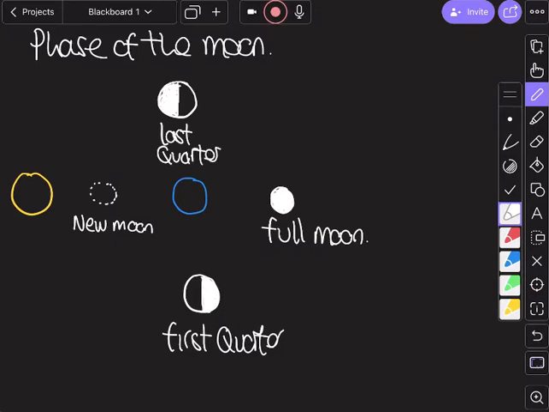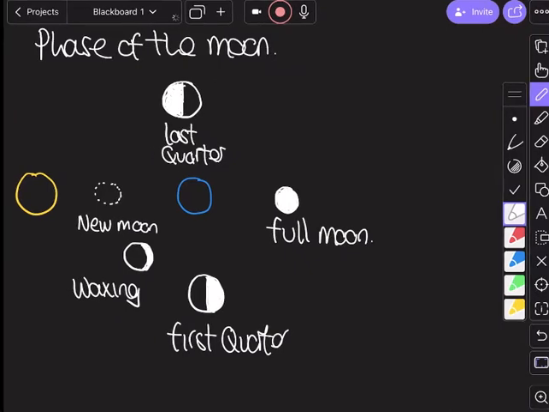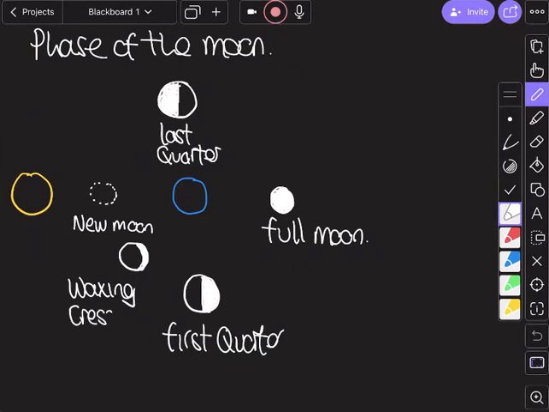So we have 4 more phases that we have to put in. So we are going to put a phase in here. So while the outline is white, technically it should be black, but I don't have black for this. So at this little section, we now have just a sliver of moon that we can see, a little crescent, and it is called a waxing crescent. So waxing just means the light is getting bigger. So here at the new moon there was no light, but now we have a waxing crescent.